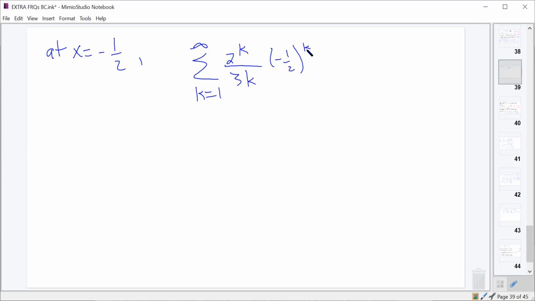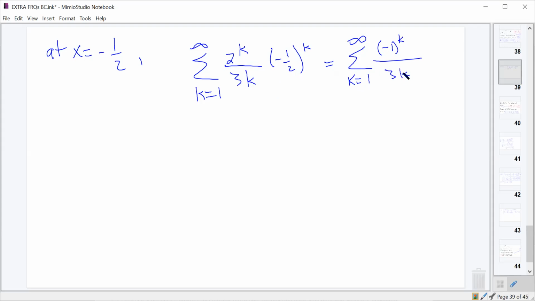And we should be able to simplify that down. The negative 1/2 to the k could become negative 1 to the k and a half to the k. So we end up with a sum from k equals 1 to infinity of negative 1 to the k, and then 2 to the k times a half to the k. Well, those are both being raised to the same power, right? And 2 to the k and a half to the k are going to just cancel each other out, right? There's a 2 to the k in the numerator and a 2 to the k in the denominator. And then in the denominator there, we have a 3k still.